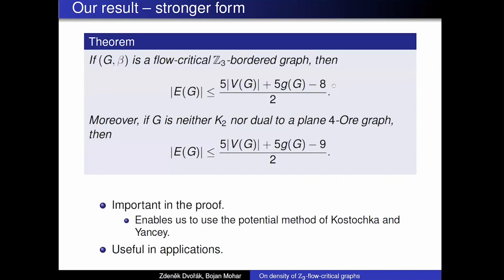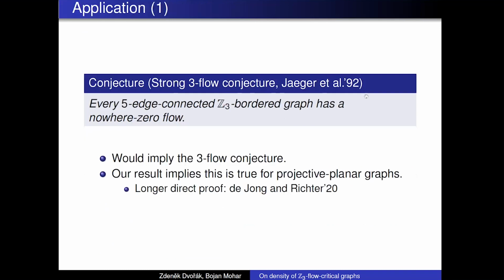If you just have a look here, if the Euler genus of your graph is 1, this tells you that it must have less than 5n/2 edges, so it cannot be 5-edge connected. So just directly from this, we see that this strong three-flow conjecture holds for projective planar graphs.